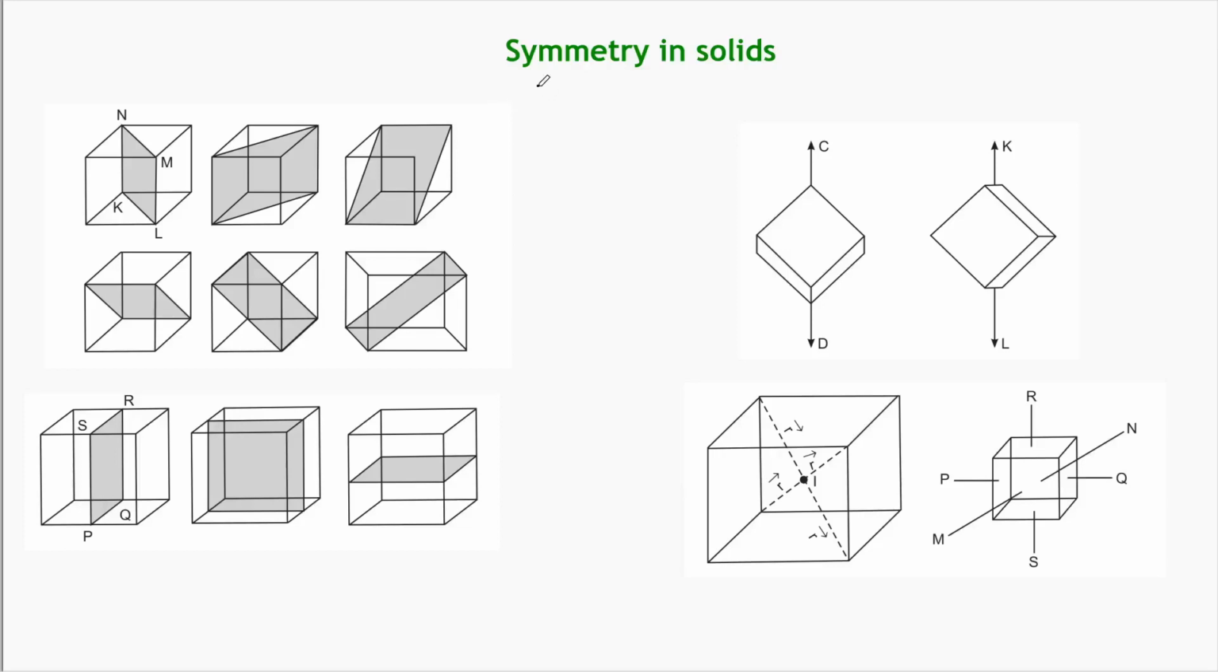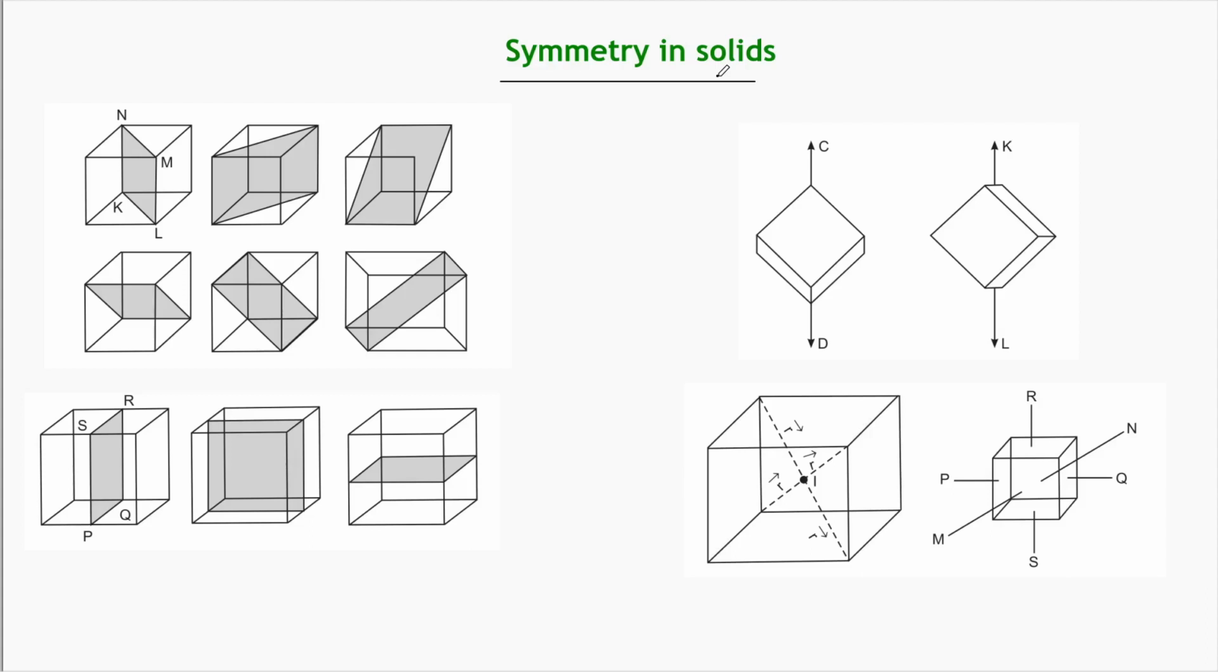Hello, welcome back. In this video we'll discuss the symmetry in solids. Solids are classified into single crystals, polycrystalline solids and amorphous solids. Of these three, the single crystals will have the symmetry. A crystal will have a periodic structure and this periodic structure can give rise to the symmetry.